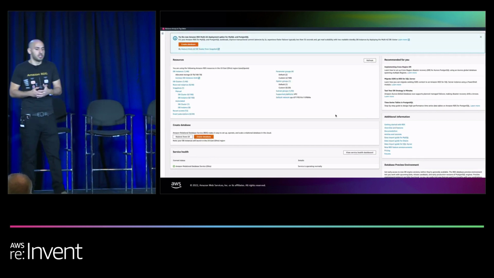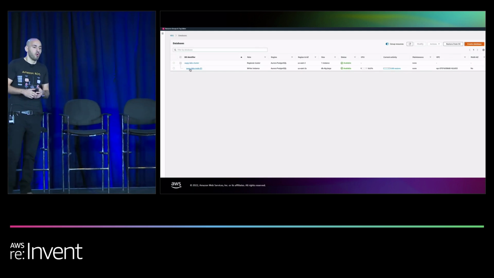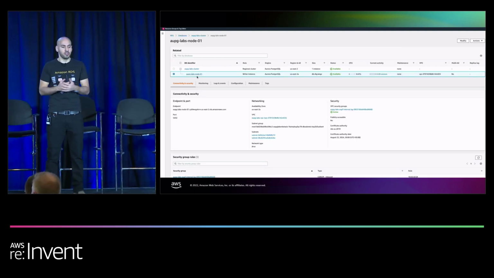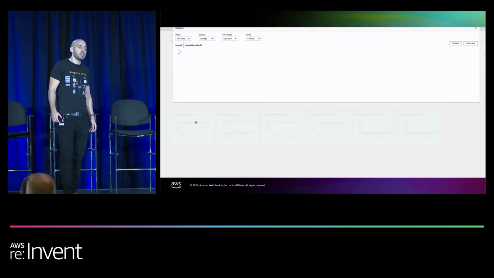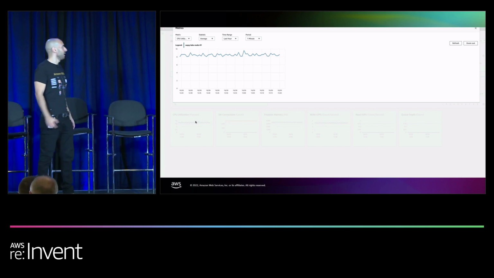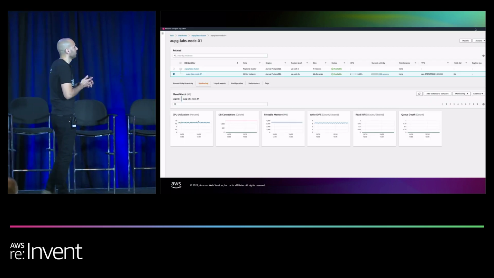All right, so now you can see the RDS console. We have Aurora Postgres cluster, one instance, so pretty simple. We go to the monitoring tab, and we can see the CPU utilization is very low, right? Less than 10%, so this instance is not working very hard.